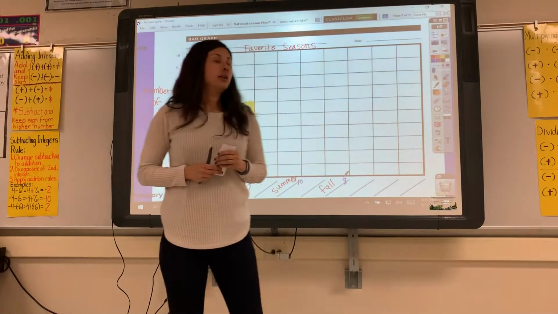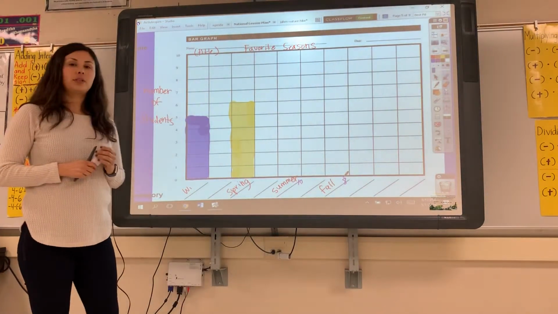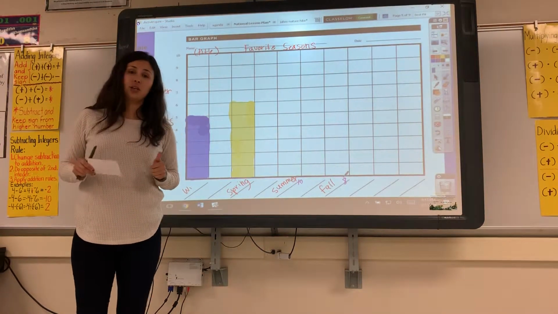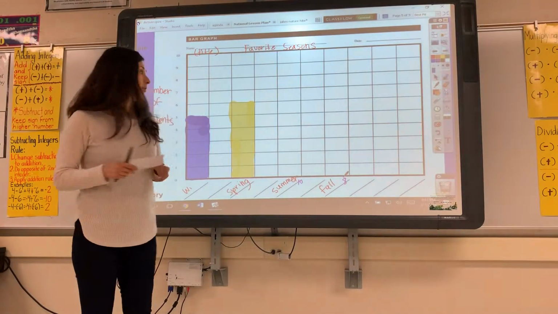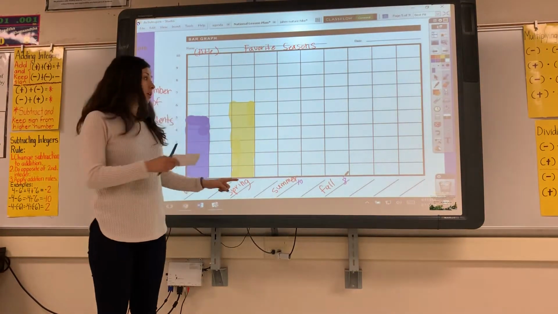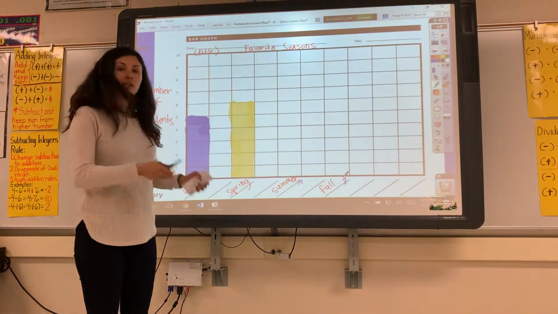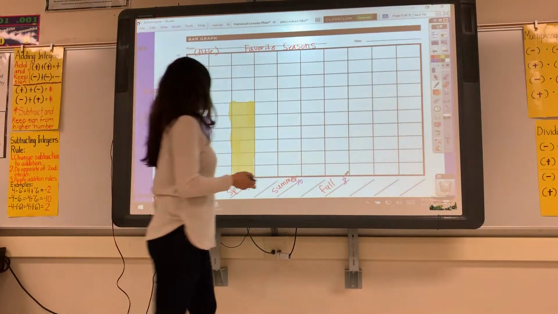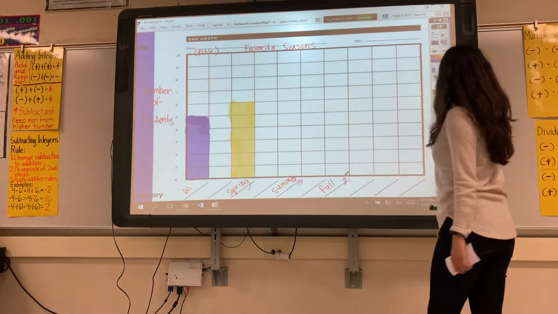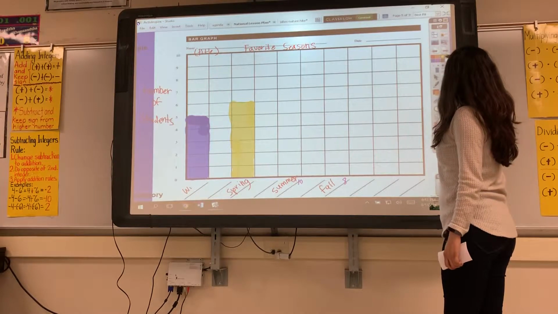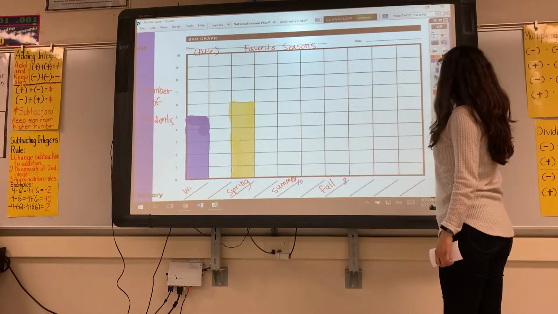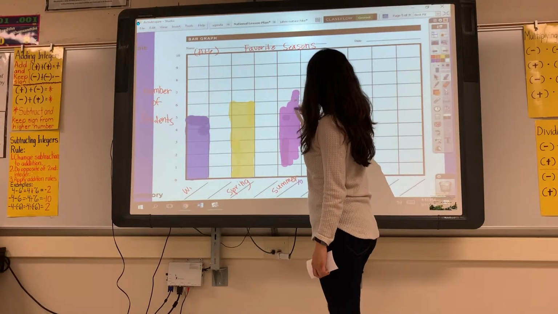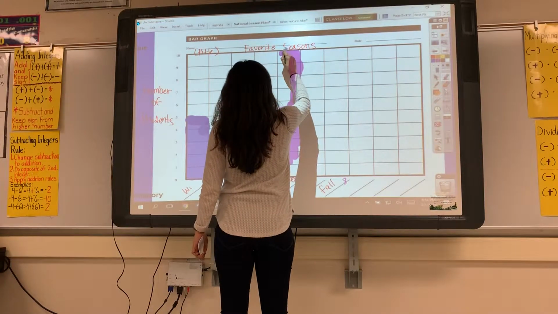Good. It looks like everyone's understanding how to graph their bar graph. Everyone's doing an excellent job and it's looking really neat. Thank you. Can I have a volunteer to come up here and fill this out? All right, come on over. Good. Yep, it goes all the way up to 10. Summer goes all the way up to 10, and this person used purple.